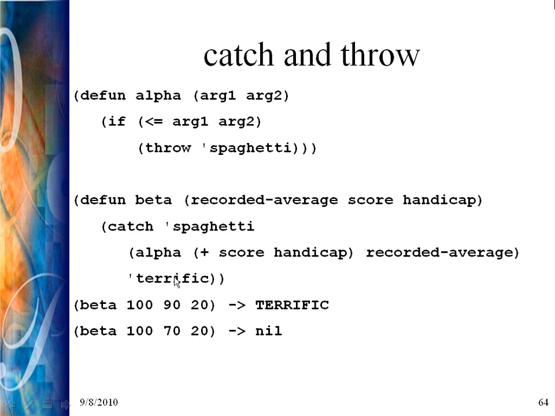Otherwise, you return terrific. So in this case, the recorded average in both cases is 100. 90 plus 20 is 110. That's bigger than 100, so you return terrific. That 70 plus 20 is less than 100, so you throw out of this form here. In other words, throwing to spaghetti means that you drop out of this catch form, and that means you return nil.